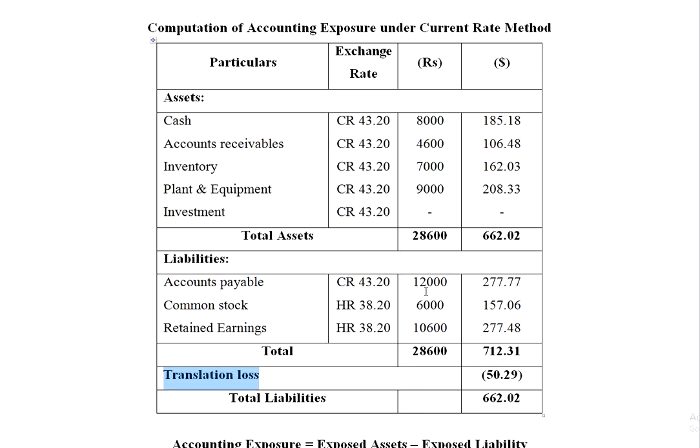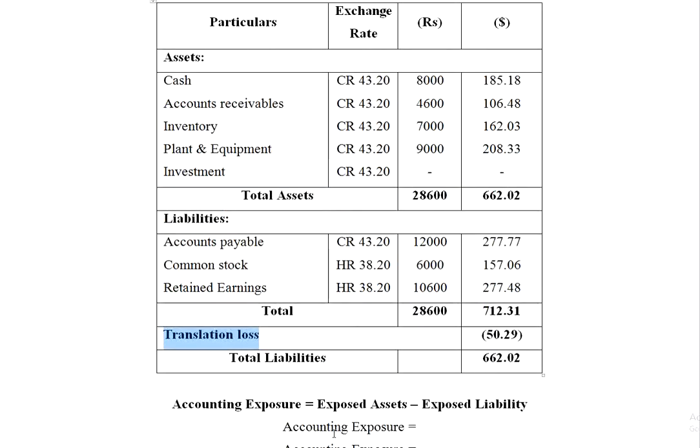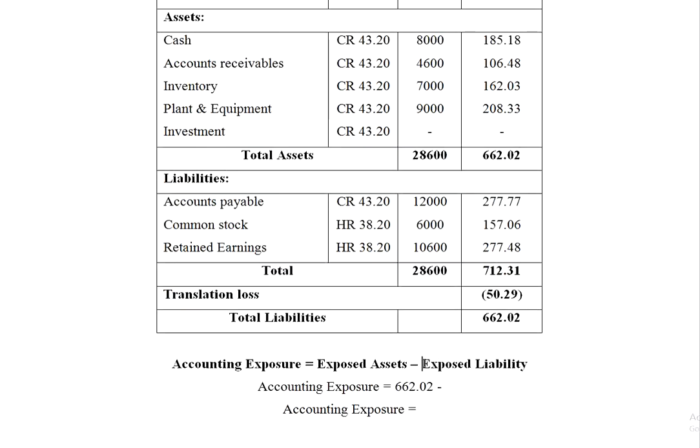Now what you have to do is you have to prepare this accounting exposure. You know this formula, accounting exposure is equal to exposed assets minus exposed liability, which I have already given. So exposed assets is how much? This is exposed assets. Exposed assets is equal to this one, 662.02, right? And minus exposed liability. So whenever you are going to do exposed liability, you have to use this accounts payable.